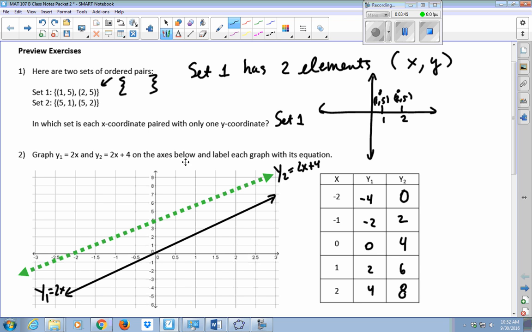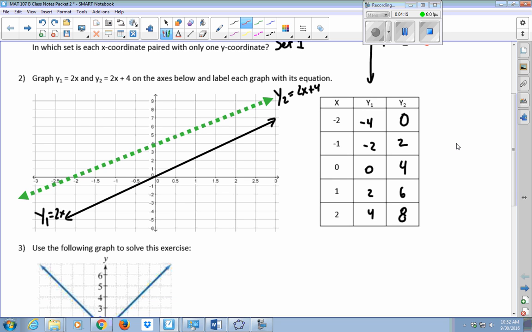But you can see there's total identity confusion happening in set 2. Let's look at set 2. Set 2 says if x is 5, I don't know if I'm 1 or if I'm 2. I have no idea who I am. So there's confusion going on with set 2. So the language is important. The x coordinate is paired with one and only one y coordinate in set 1, but 2 different y coordinates in set 2. And thank you for asking, Vic.